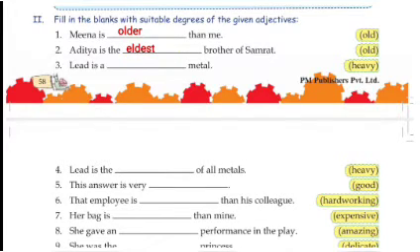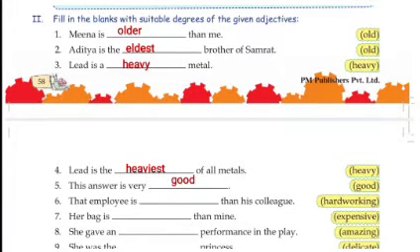Now number 3, lead is a dash metal. So it is just heavy metal. Now number 4, lead is the dash, so superlative degree, and that is heaviest. Next, number 5, this answer is very good. So next, that is number 6, that employee is dash than his colleague. So comparison is there, so it should be more hardworking.